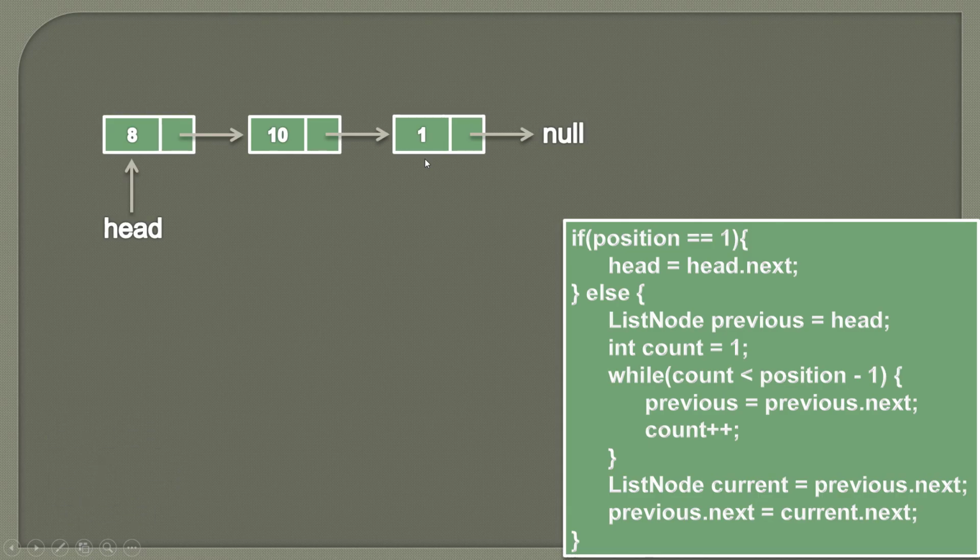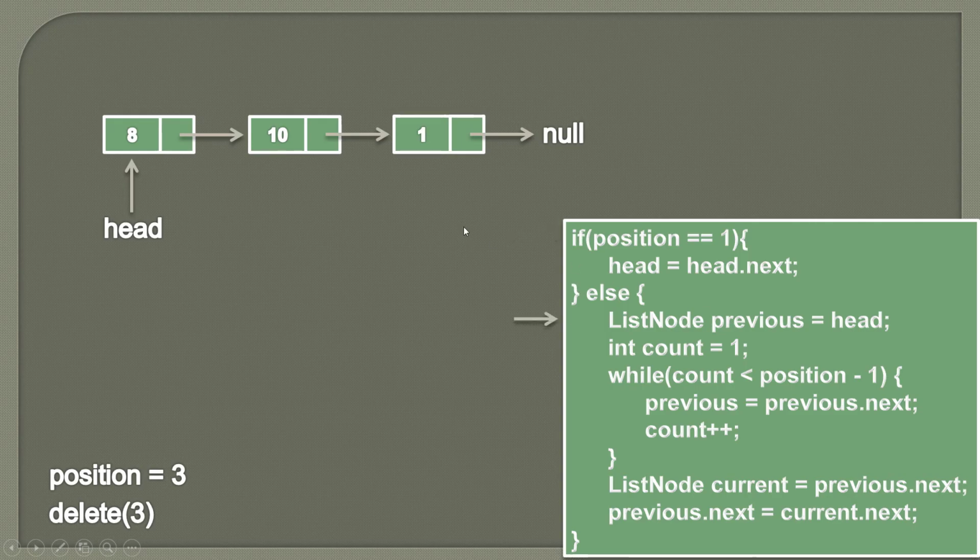So now let's say we are given this singly linked list and we want to delete the last node, which is at position 3. So we'll call the delete method, pass the position as 3, and the algorithm remains the same. At the first step we check whether position is equal to 1 or not. Position is equal to 3, so this condition comes out to be false.